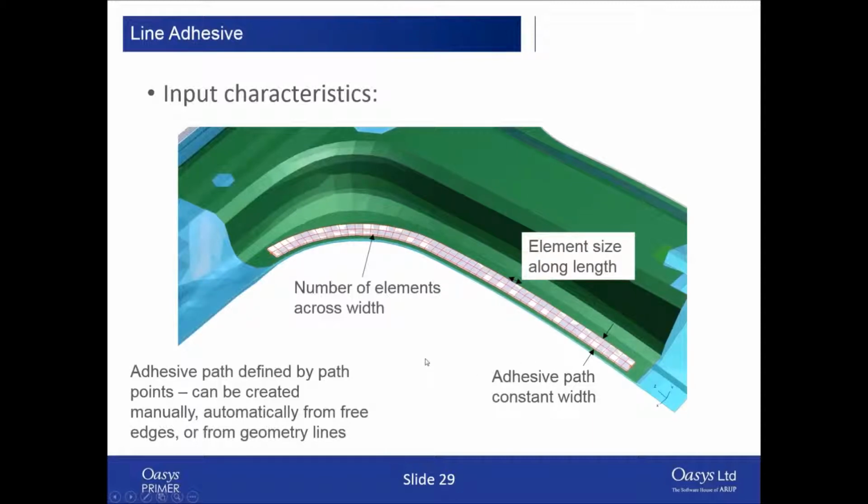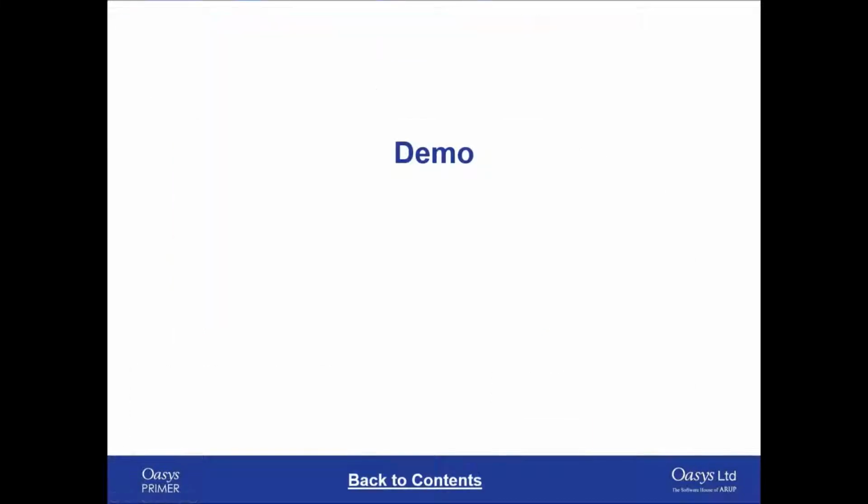Or it can be created from geometry lines. So if you have information in IGES format, you can read that into Primer and use the lines to form these rows of elements. You specify the number of elements across the width, the element size along the length, and the adhesive path width. That's all the information you require, and Primer will create those solids by projecting up to the attached surfaces to create the run of adhesive.